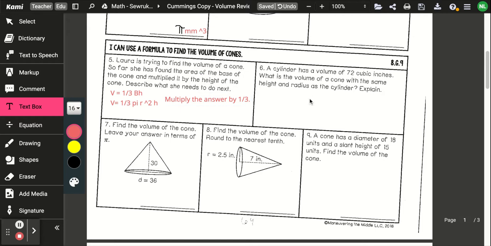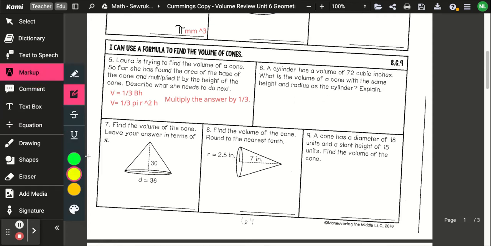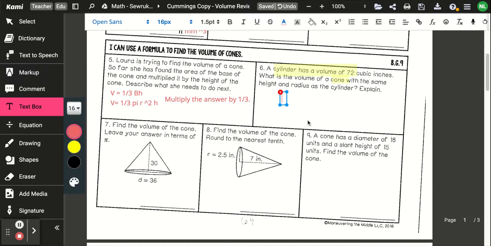A cylinder has a volume of 72 cubic inches. What is the volume of a cone with the same height and radius as the cylinder? So for this one, we know that a cylinder is pi r squared times the height. But we're asking for a cone, and a cone is 1/3 of that. So we actually have to multiply 1/3 times 72. So what we would be doing is this times this, and putting it in your calculator and writing what it is. Don't forget the label, it's cubic inches.